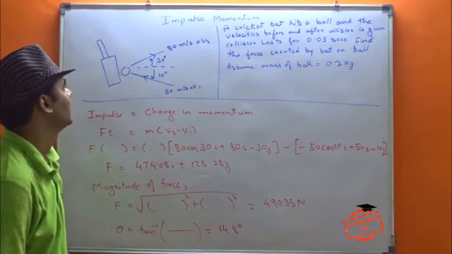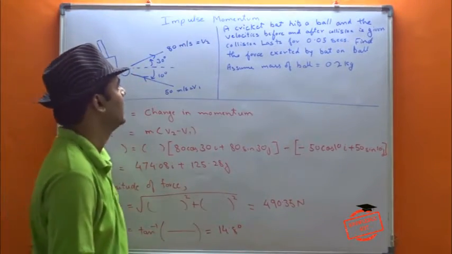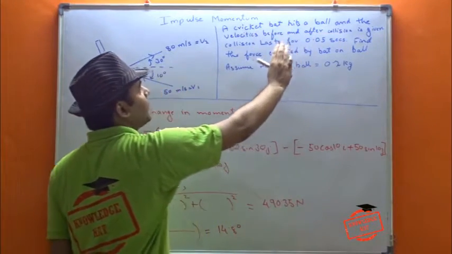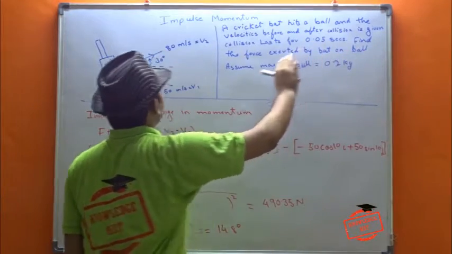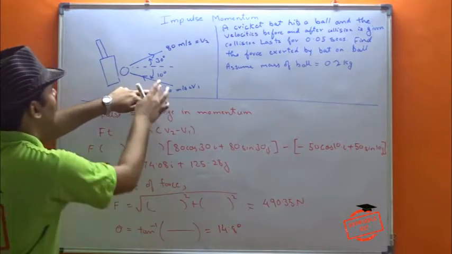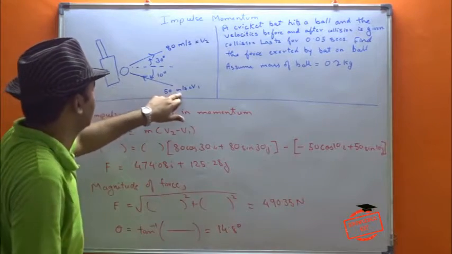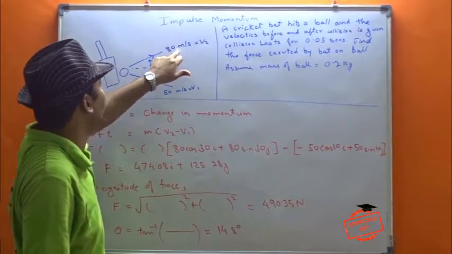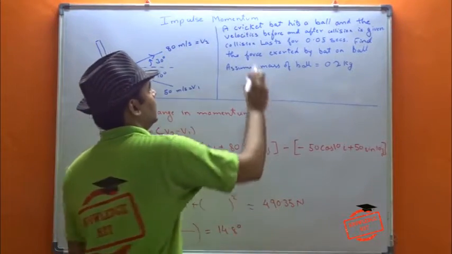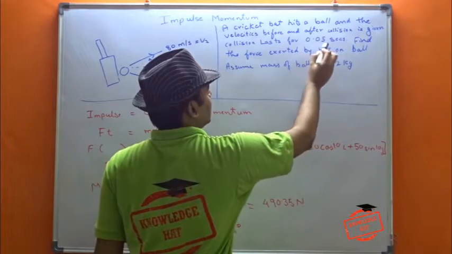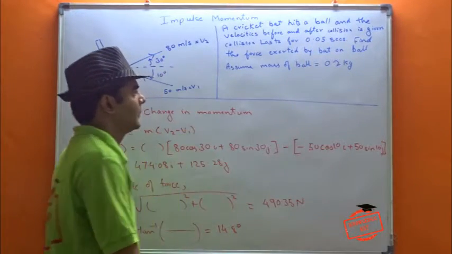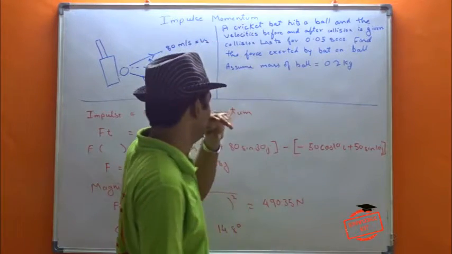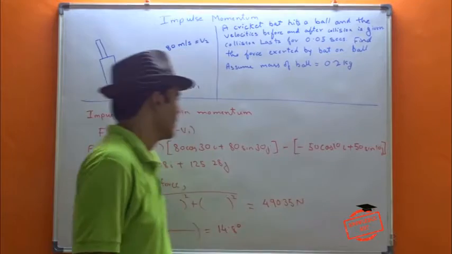Okay, so now we have a sum based on impulse and momentum. It is given to us that a cricket bat hits a ball and the velocities before and after the collision are given. Before collision, when the ball is coming towards the bat, the velocity is 50 meters per second, and after the collision, the velocity of the ball is 80 meters per second. The collision lasts for a time duration of 0.05 seconds. Find the force exerted by the bat on the ball. Assume that the mass of the ball is 0.2 kg. So we have to find the force.